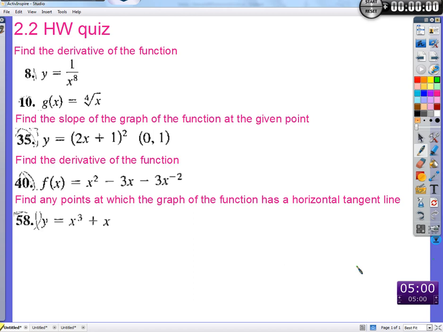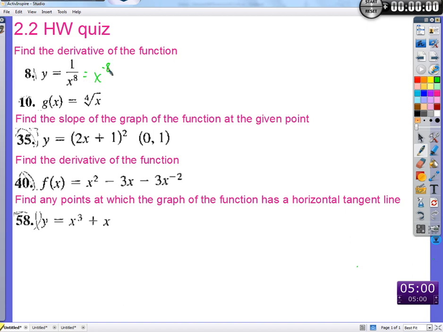Sarah? I didn't understand why the exponent's not 7? Yeah. Oh, okay. Well, we will look at that. Is it because it's a multiplier? That has to do with it, yeah, for sure. Because 1 over x to the 8 equals x to the negative 8. 1 over x to the 8th is x to the negative 8.